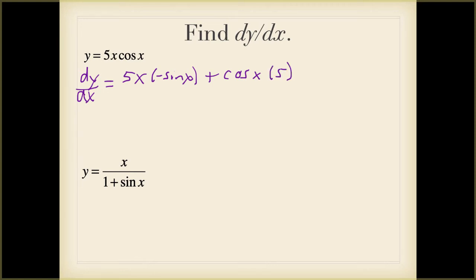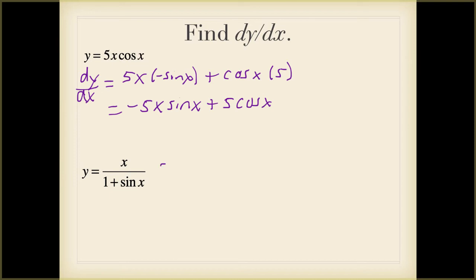And then we will make this look a little nicer. We'll have negative 5x sine x plus 5 cosine x. And that is our derivative of 5x cosine x. Using our product rule, we get negative 5x sine x plus 5 cosine x. And the next one we have is y equals x over 1 plus sine of x. And again, we will have to use our quotient rule.